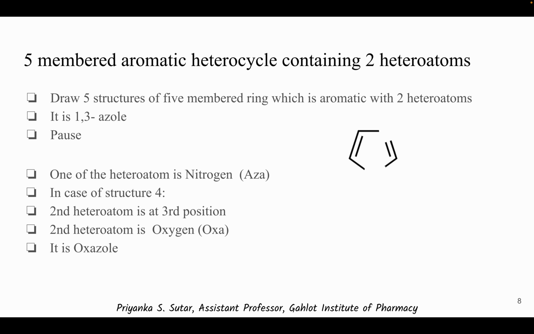Particularly this structure is called an oxazole. It contains oxygen, it contains nitrogen, and it is a 5-membered ring which is unsaturated. It is oxazole. Oxazole is a 1,3 azole.